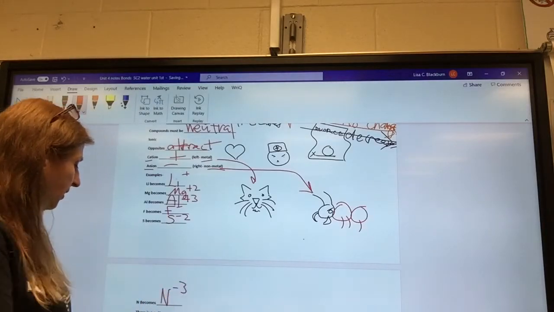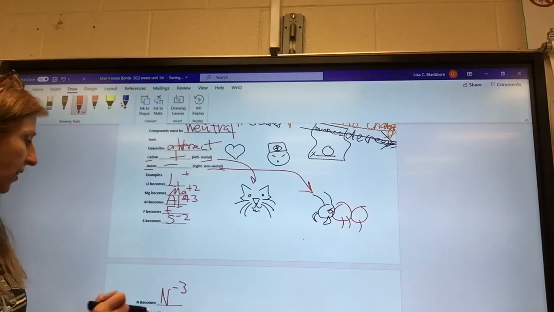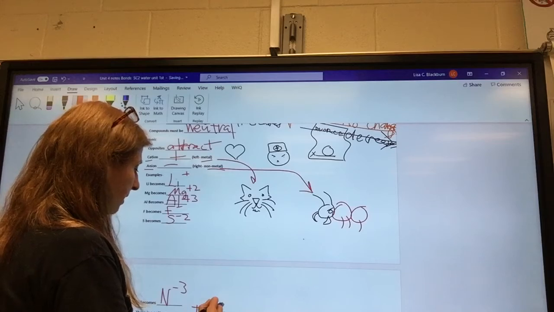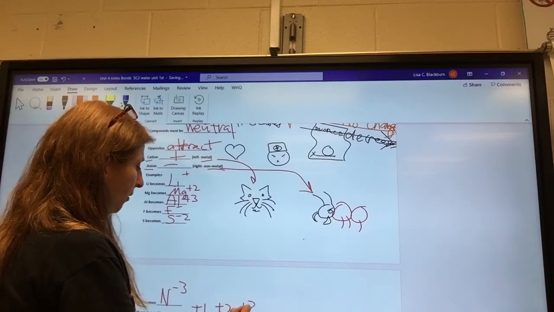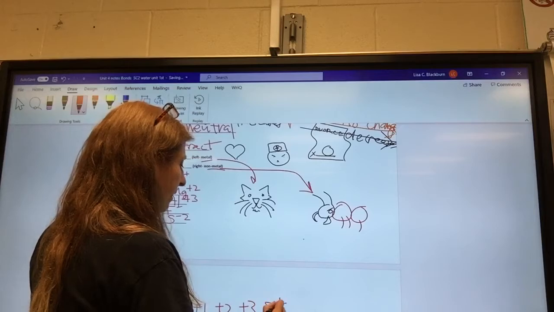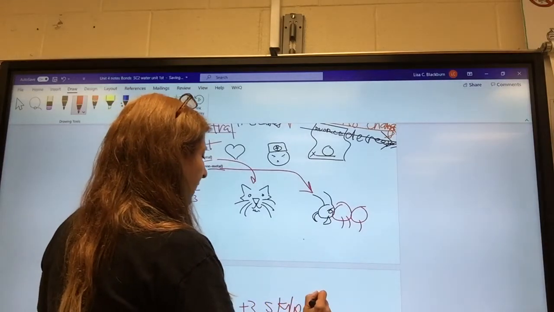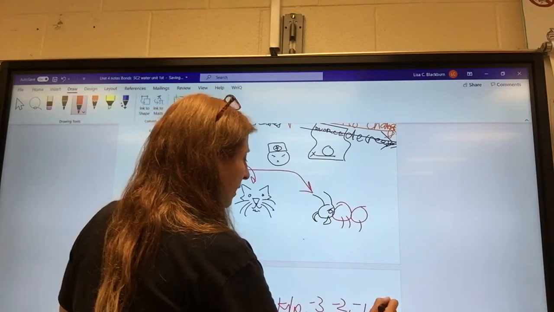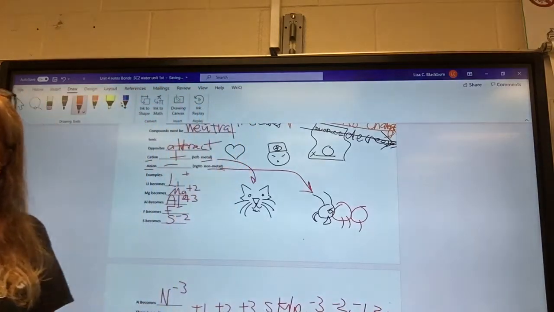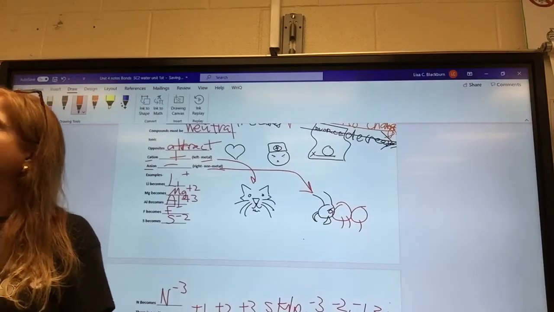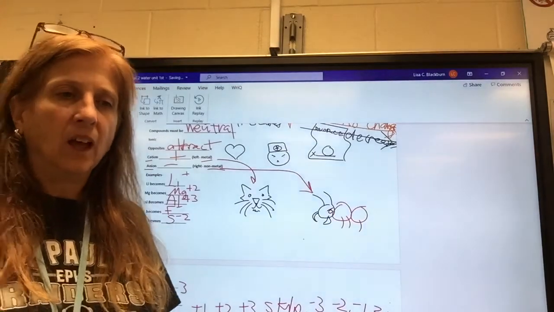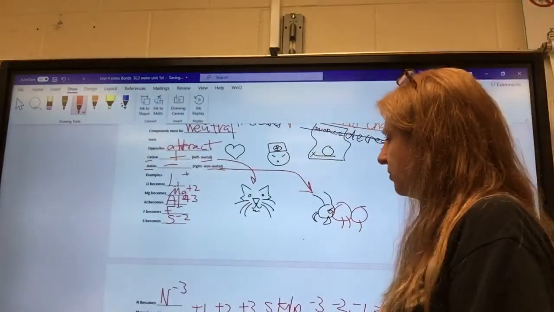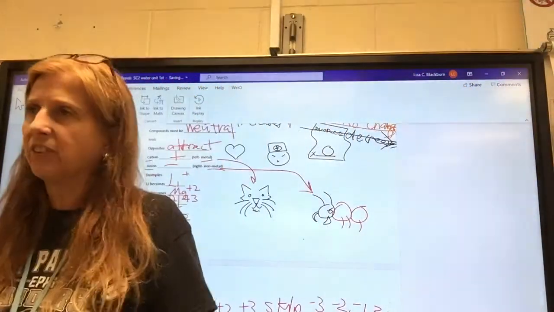-3. So there's a pattern, and it goes like this: +1, +2, +3, skip, -3, -2, -1, zip, because noble gases don't make ions. Carbon doesn't really either. They can force it to be an ion now. They're using it for some cancer stuff, but mostly it doesn't.